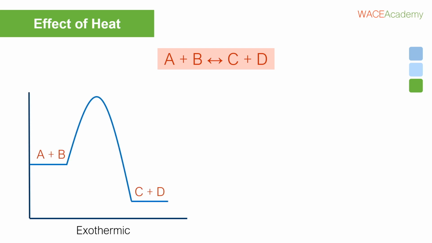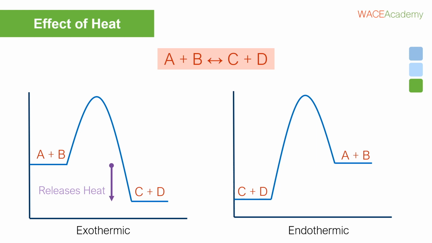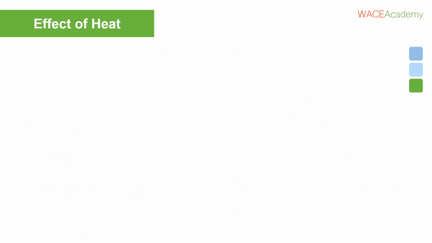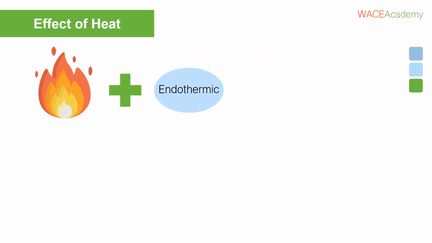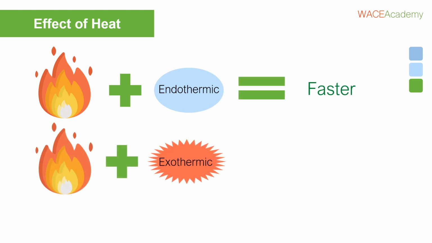We can draw a diagram of the reaction like this. This part here represents the energy that the reaction gives off as heat. It would make sense then that to perform the backwards reaction, you would need to apply extra heat, because you're doing the reverse of the forward reaction, which is giving off heat. So when heat is applied to an endothermic reaction, it will go faster. When heat is applied to an exothermic reaction, it will slow down.